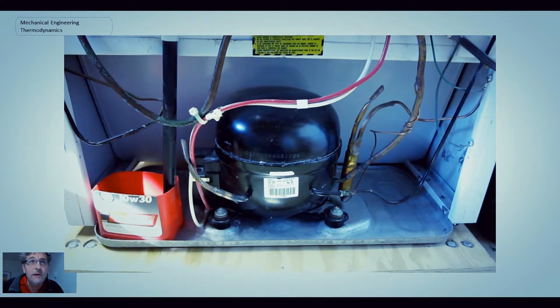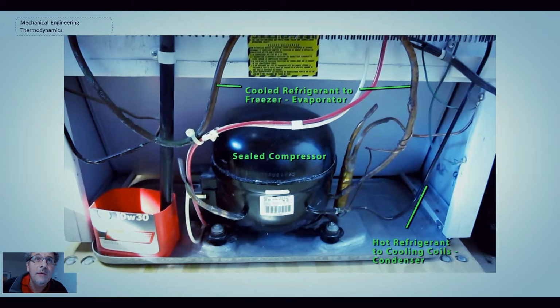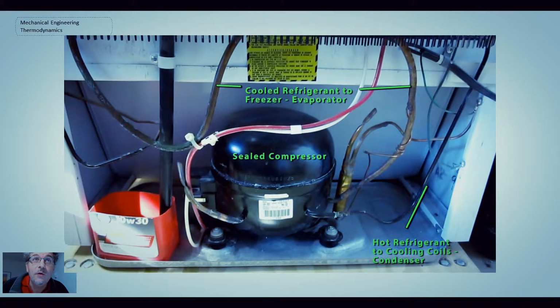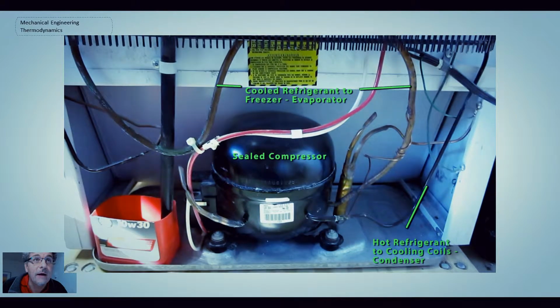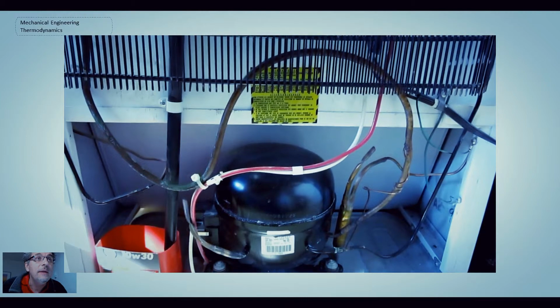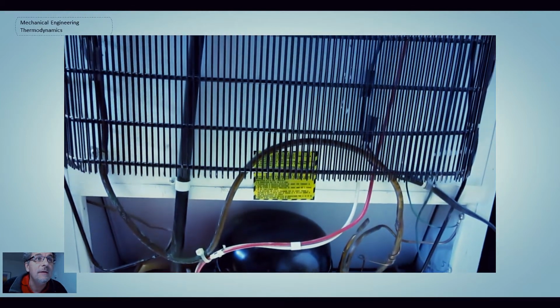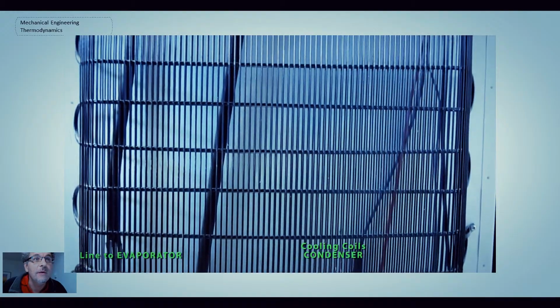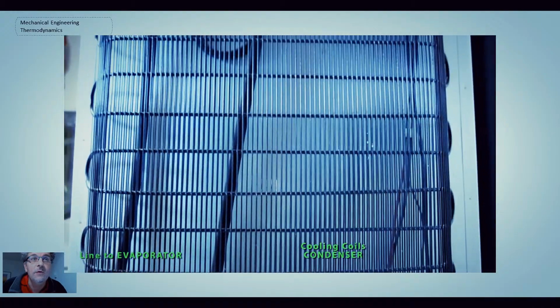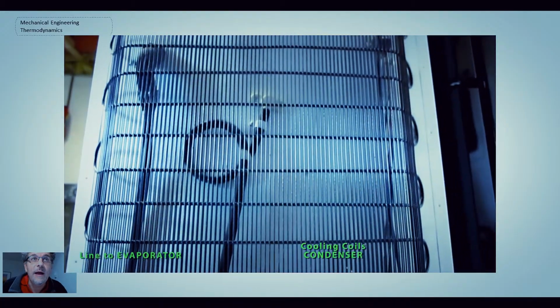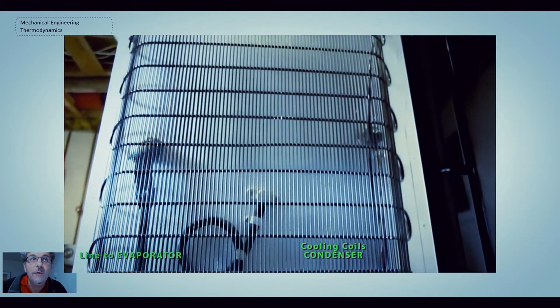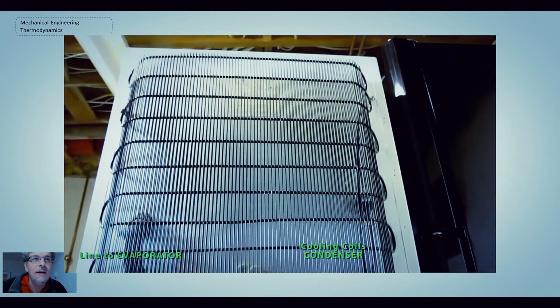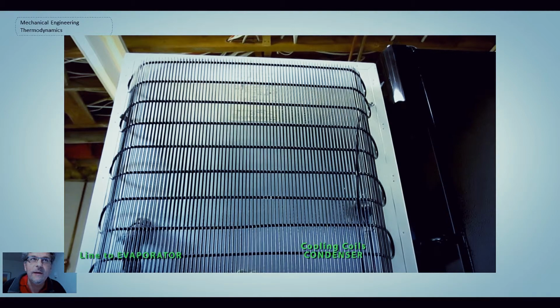What we see is the compressor on the bottom, and there's the hot refrigerant going up to the cooling coils, which are mounted on the back. Those are the condensers. Then there's another tube on the left, going up to the evaporators. That will flow into your freezer and provide cooling for your food. The cooling coils on the back are basically just a copper pipe with, probably, a steel wire connected to it that has fins for heat transfer.